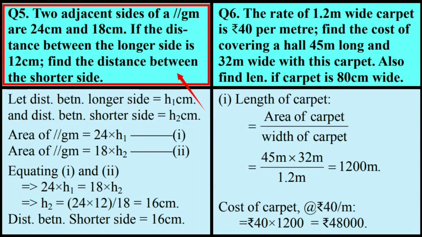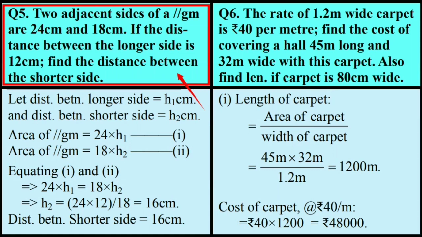Next question, question number 5. The question says, two adjacent sides of a parallelogram are 24 centimeter and 18 centimeter. If the distance between the longer sides is 12 centimeter, find the distance between the shorter sides. Since this question is very simple, diagram is not needed and easily you all can understand.